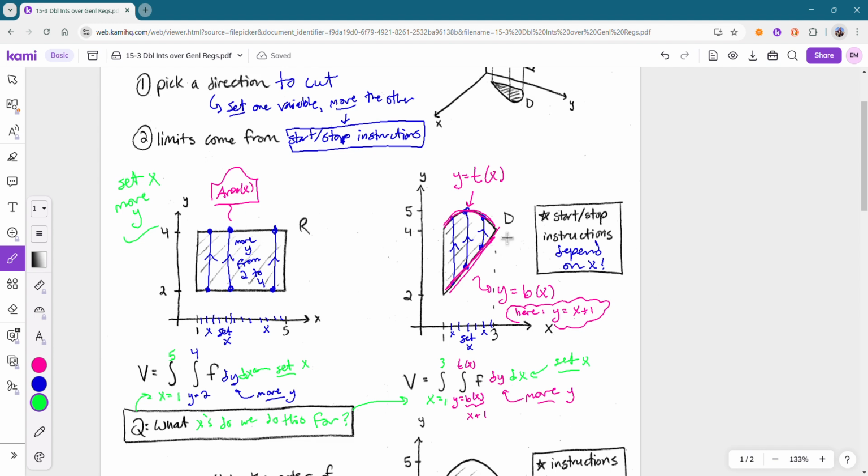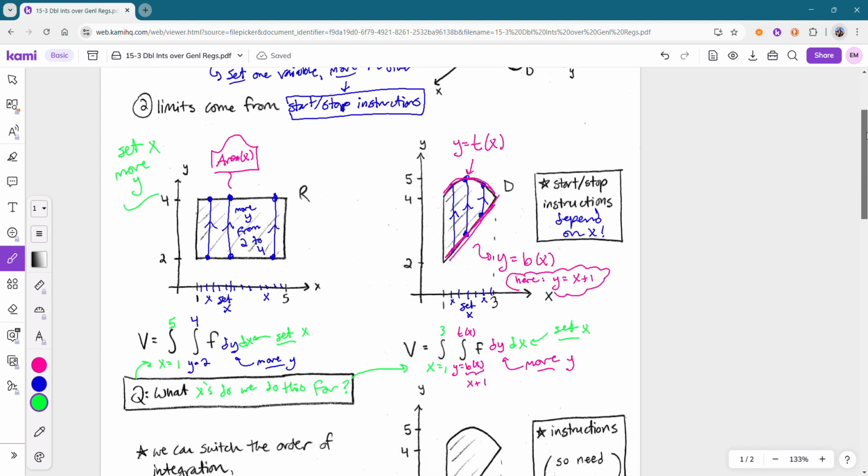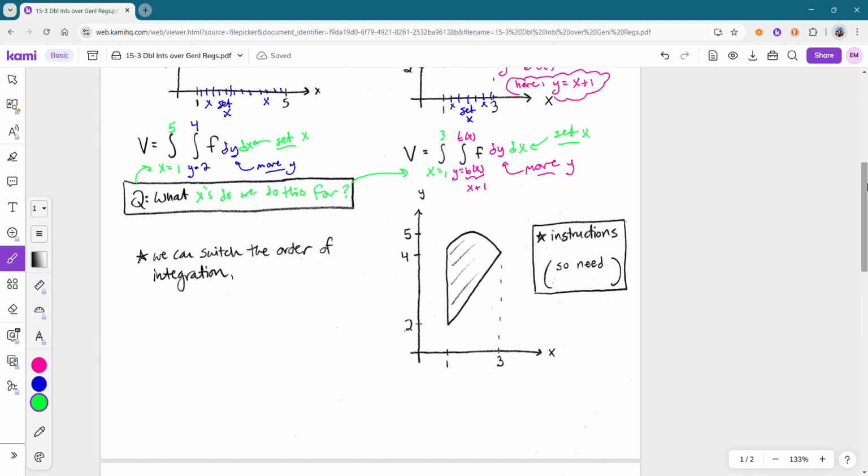Now, just like in our rectangular situation, we're perfectly free to cut in the other direction. We can make horizontal cuts, which is setting y moving x. Let's see how that plays out in our more general ice cream shaped region here. So here let's think about setting y moving x.